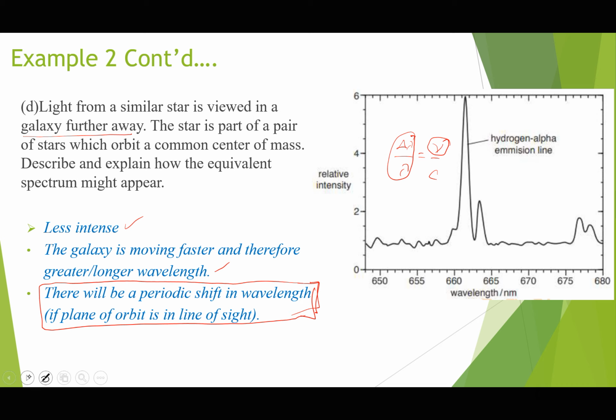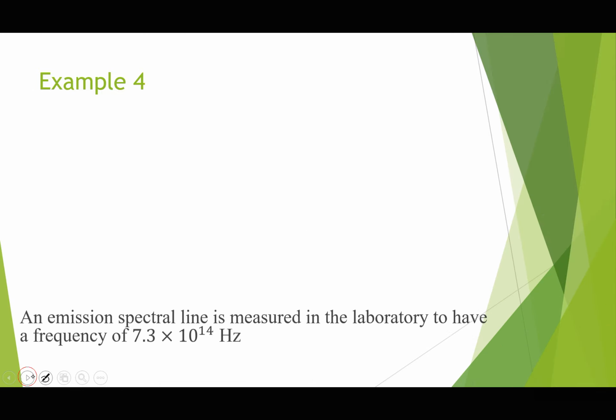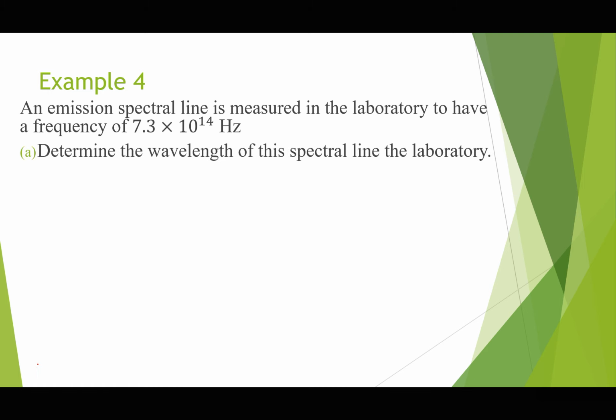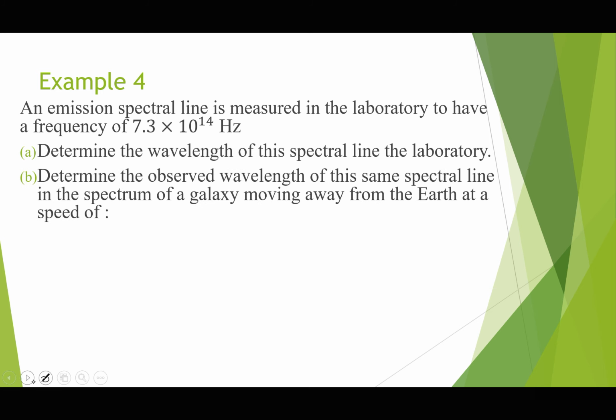Okay, example number 4. I think this one is easy. Students can try out this. An emission spectral line is measured in the laboratory to have a frequency of 7.3 times 10 to the power of 14 hertz. Determine the wavelength of this spectral line in the laboratory.